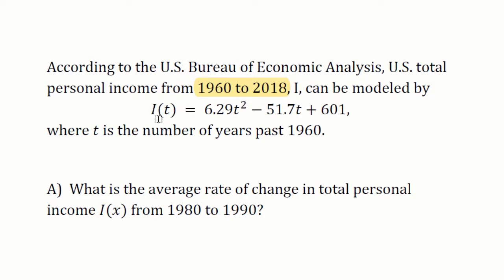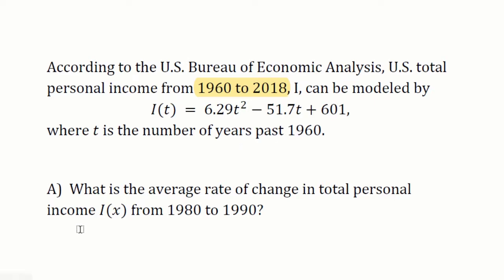So I of t equals 6.29 t squared minus 51.7 t plus 601, where, so you can see that this is now I of t is a function. And it's a function of the main and only variable t. And so here is a quick explanation of what the t variable is. So t is the number of years that passed 1960.